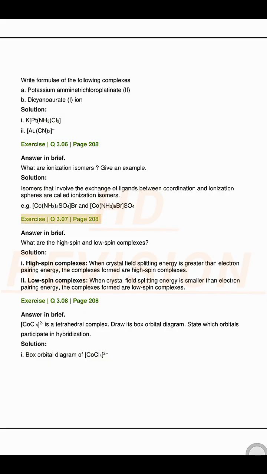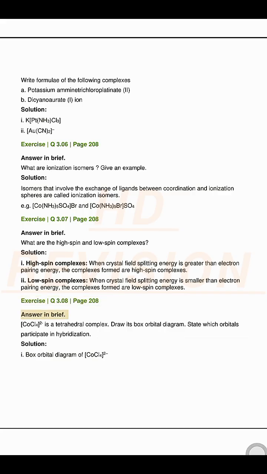Exercise Q3.07, page 208. Answer in brief. What are high-spin and low-spin complexes? Solution. I. High-spin complexes. When the crystal field splitting energy is smaller than the electron pairing energy, the complexes formed are high-spin complexes. II. Low-spin complexes. When the crystal field splitting energy is greater than the electron pairing energy, the complexes formed are low-spin complexes.